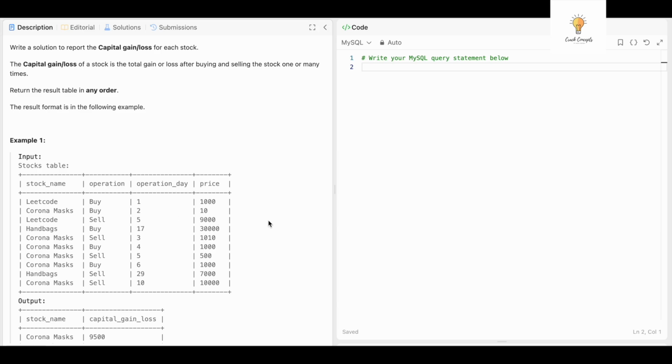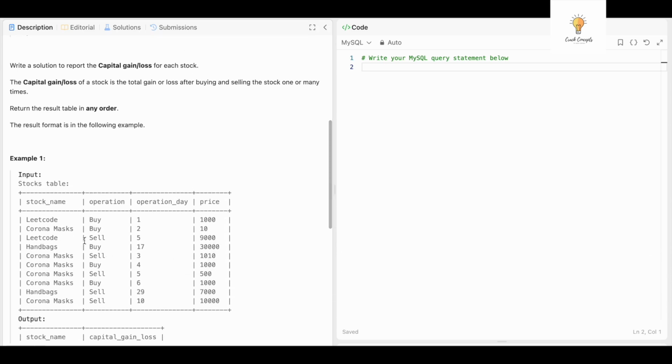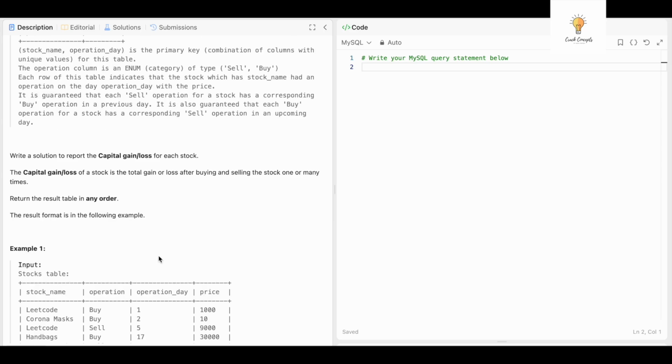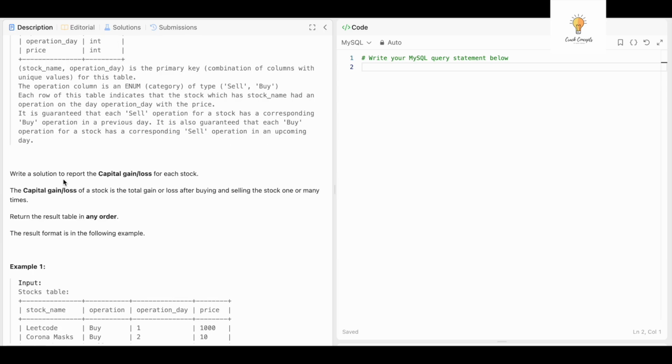and it was sold on operation day 5 at price 9000. So this is what they are saying, that it is guaranteed that each sell operation for a stock has the corresponding buy operation in a previous day. So whenever there is a sell, there will definitely be a buy in the table which will have an operation day less than that of the sell, which makes sense because you will sell a stock only after you have bought it. So the operation day for buy will be less and the operation day for sell will be greater than that. Write a solution to report the capital gain or loss for each stock.